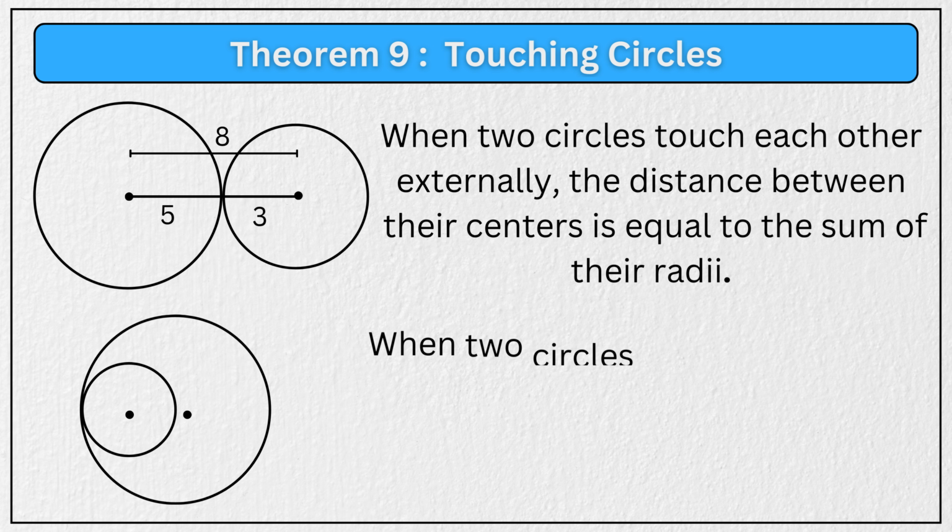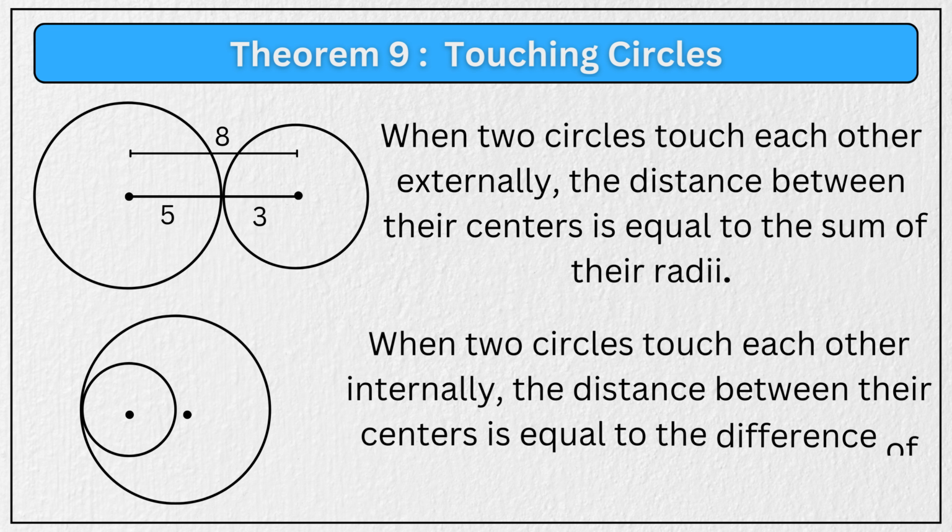Similarly, when 2 circles touch each other internally like this, the distance between their centers is equal to the difference of their radii. So if one circle has a radius of 9 units, and the other has a radius of 4 units, then the distance between their centers is 9 minus 4, which is 5 units.